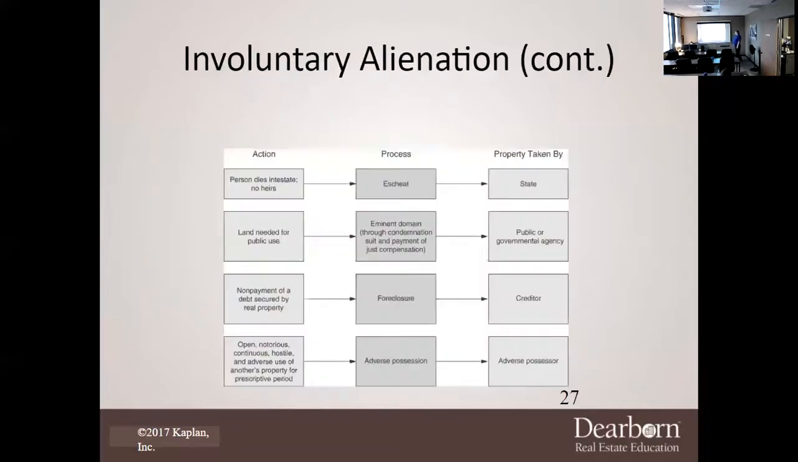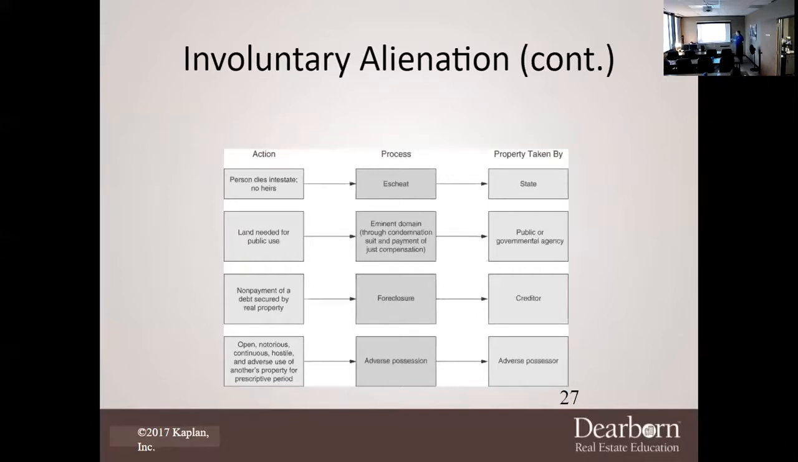Okay. So again, in regards to involuntary alienation, you can see the very first one they're talking about is when the person dies intestate, which means there are no heirs. That's the key thing. There are no heirs. So if you leave heirs, you can be intestate, but it's still going to go down to your next of kin, if that makes sense. So if Cody dies and you have no family, nobody, then it's called escheat, and your stuff goes to the state. But you got to have no heirs.